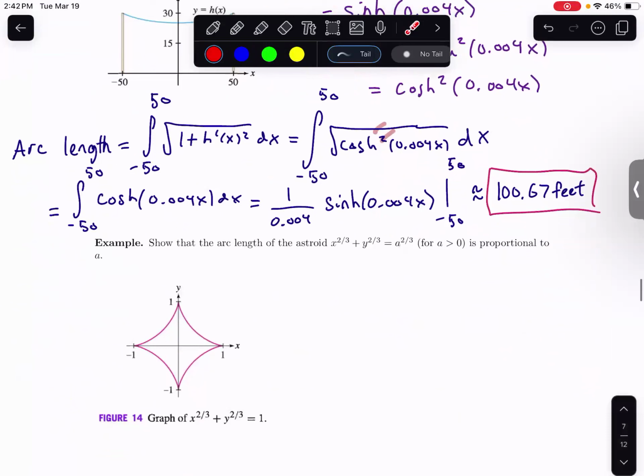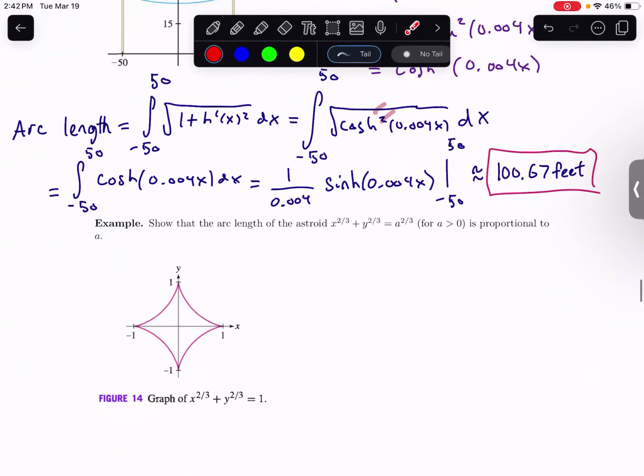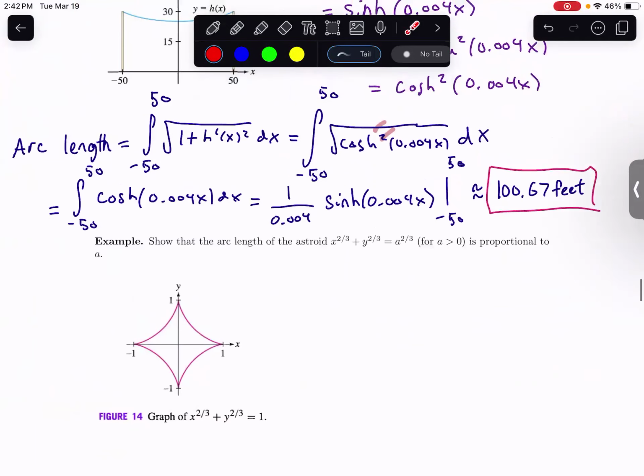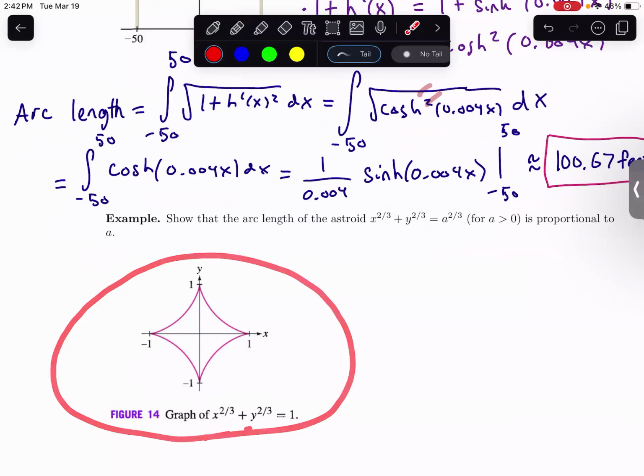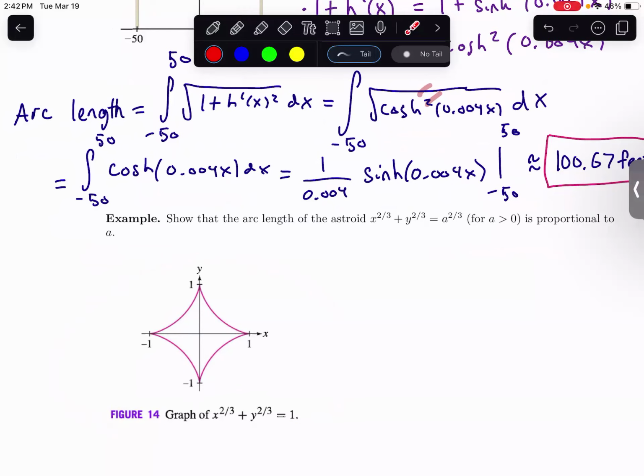Yeah, so the next one's a little bit more interesting. It's a little bit more difficult, I would say. Maybe you can tell immediately that we can't just use our normal derivatives to determine what's going on here. So the next one, we want to show that the arc length of the asteroid x to the 2/3 plus y to the 2/3 is equal to a to the 2/3 ends up being proportional to a, where a is some number that's greater than 0. So this asteroid looks something like this. It's pictured in your packet. This is just the case when a ends up being equal to 1.